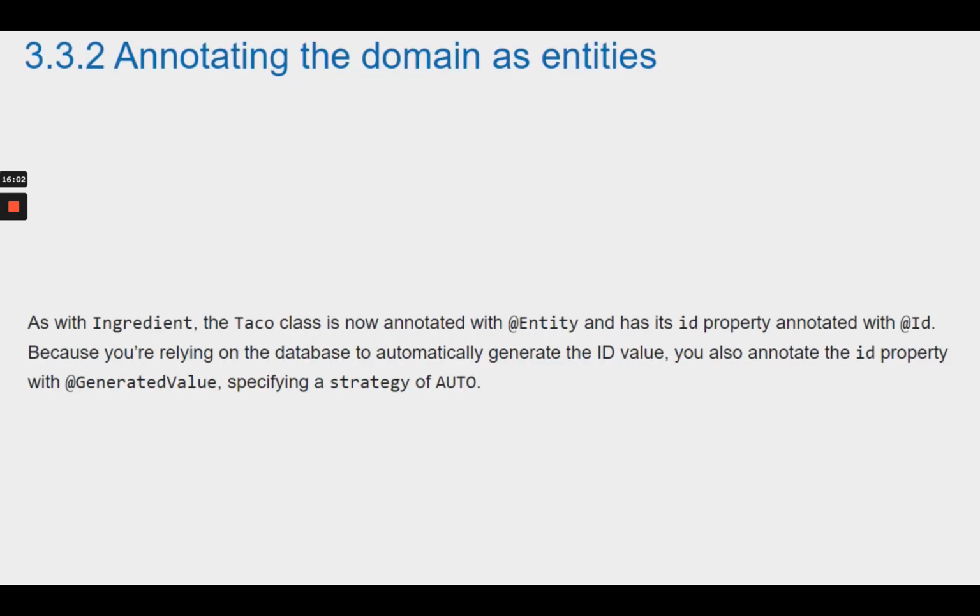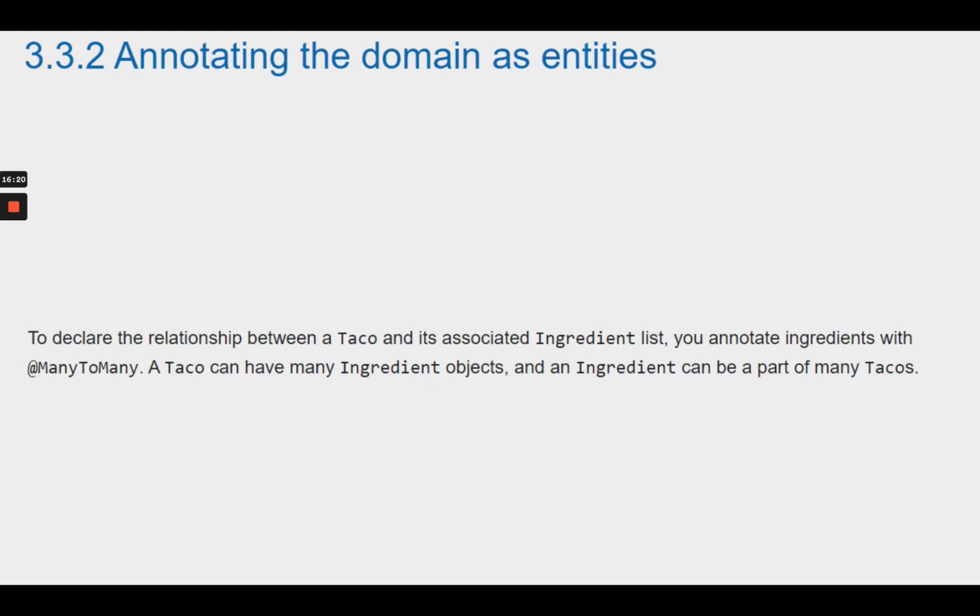As with Ingredient, the Taco class is now annotated with @Entity and has its ID property annotated with @Id. Because you're relying on the database to automatically generate the ID value, you also annotate the ID property with @GeneratedValue, specifying a strategy of AUTO. To declare the relationship between a Taco and its associated Ingredient list, you annotate ingredients with @ManyToMany. A Taco can have many Ingredient objects, and an Ingredient can be a part of many Tacos.